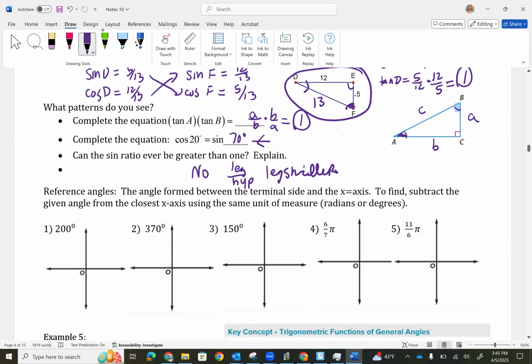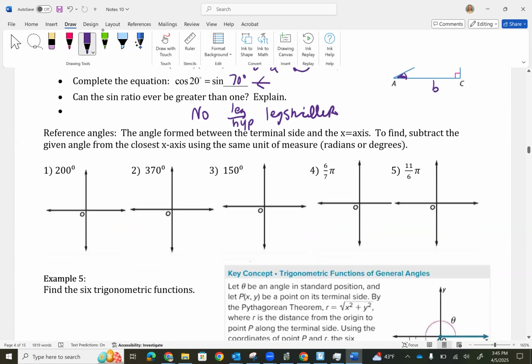And then the next thing we should talk about is reference angles. When we graph angles, sometimes we graph some massive angles. And what we want to do is figure out how far that angle, that terminal side, is from the x-axis. You measure it either in degrees if it is in degrees, or in radians if it's in radians. So no matter how big you graph your angle, the question is how far is it from the x-axis? Never the y, just the x-axis.